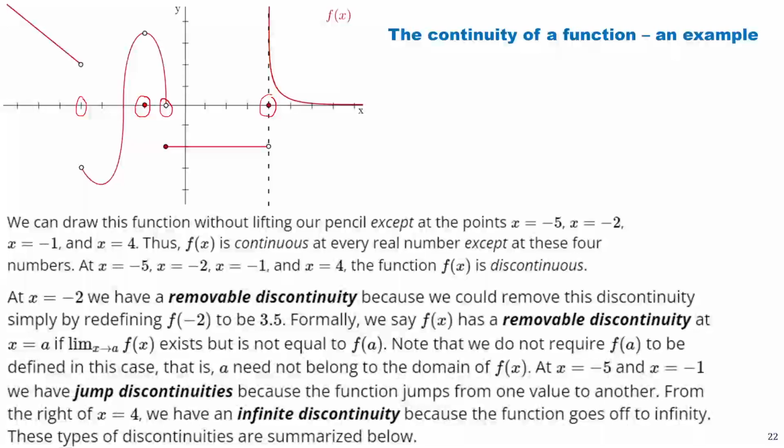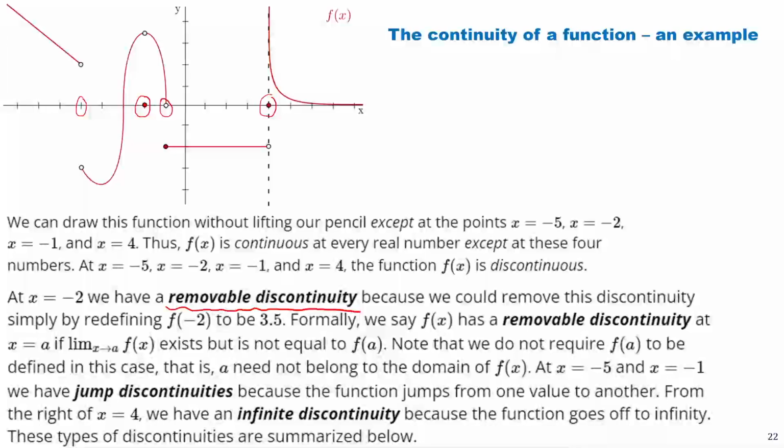You see that? And at x equals -2, we have a removable discontinuity. So we have different names for different types of discontinuity. At x equals -2, we have a removable discontinuity because we could remove this discontinuity simply by redefining f(-2) to be 3.5.